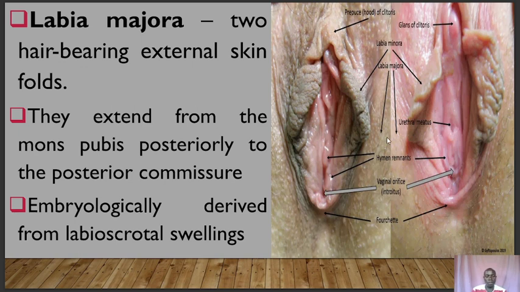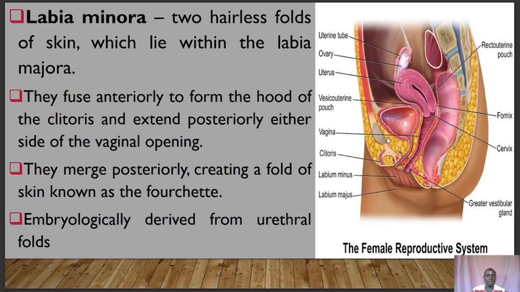Embryologically, they are derived from the lumboscrotal swellings. Okay, the labia majora are comparable to the scrotum in the male reproductive system.